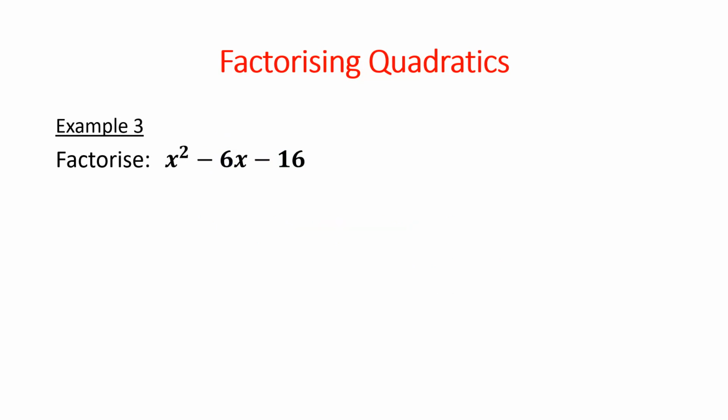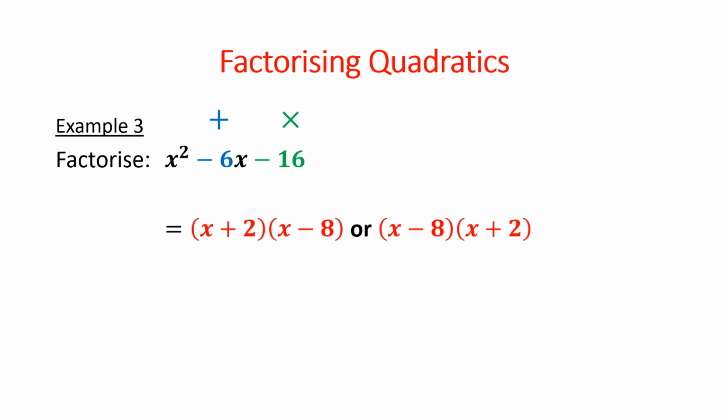All right, let's move on to number 3. Let's factorise x squared minus 6x minus 16. Again, we're looking for two factors. They must multiply to get negative 16 and add to get negative 6. Now, the two factors we're looking for are (x plus 2) and (x minus 8), because 2 times negative 8 is negative 16, and 2 subtract 8 is negative 6. But remember, we can write them with the factors in a different order, so we can write it as (x minus 8) first times (x plus 2).